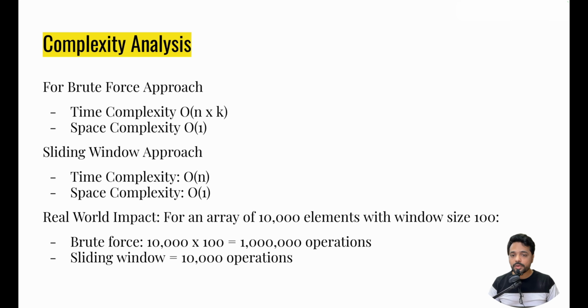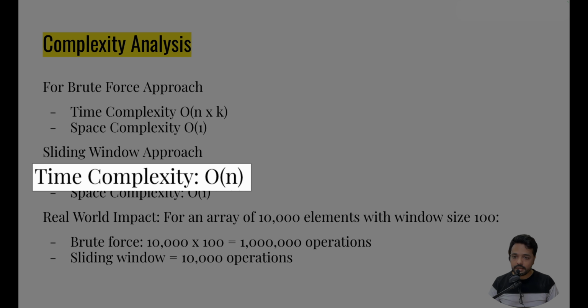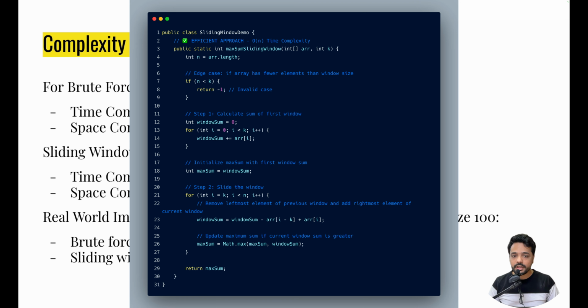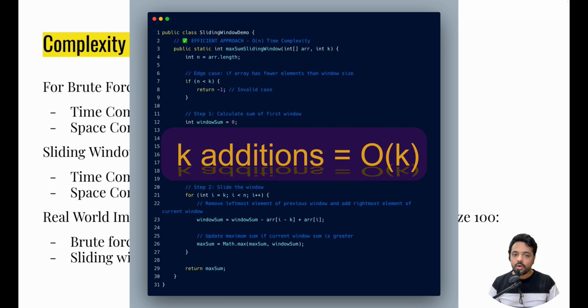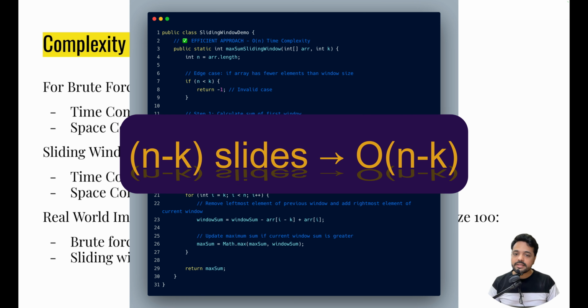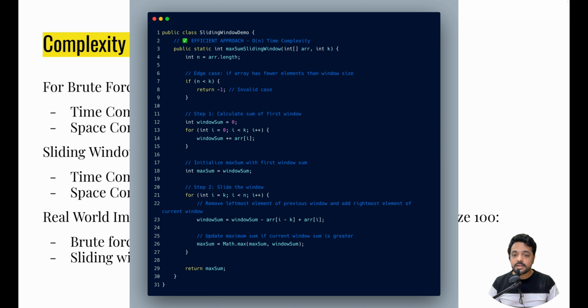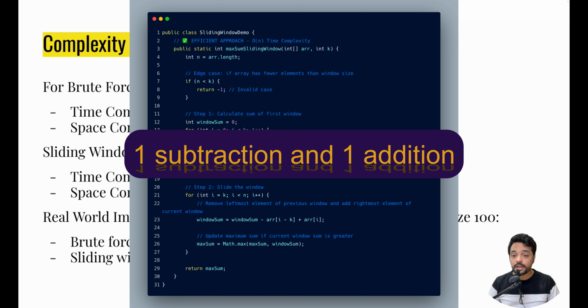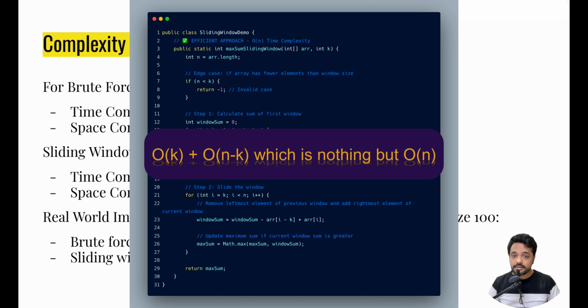For the sliding window approach, time complexity was O(n). First we calculate our initial window sum, that's k additions, O(k). Then we slide through the remaining positions, that's n minus k slides, which is O(n - k). Each slide is just one subtraction and one addition, super efficient. Total operations are O(k) plus O(n - k), which is nothing but O(n).